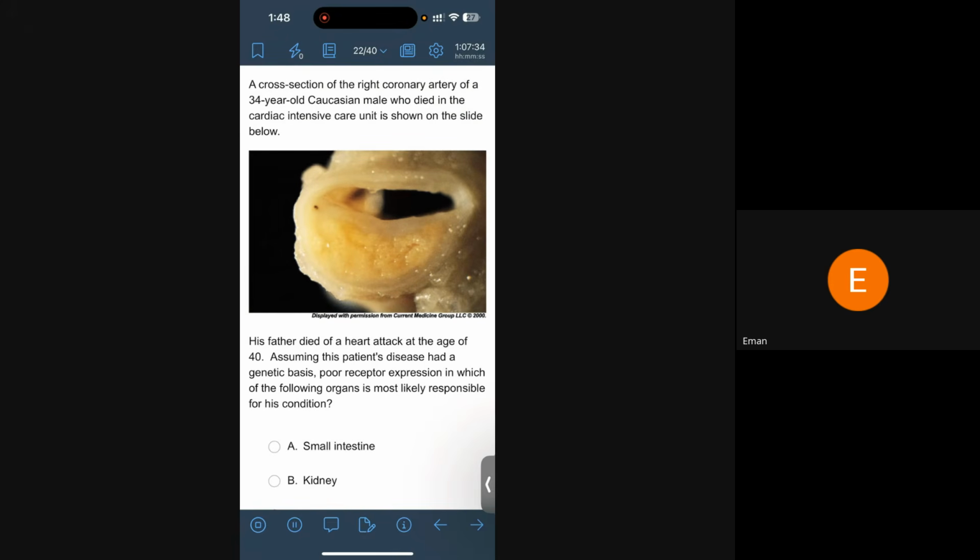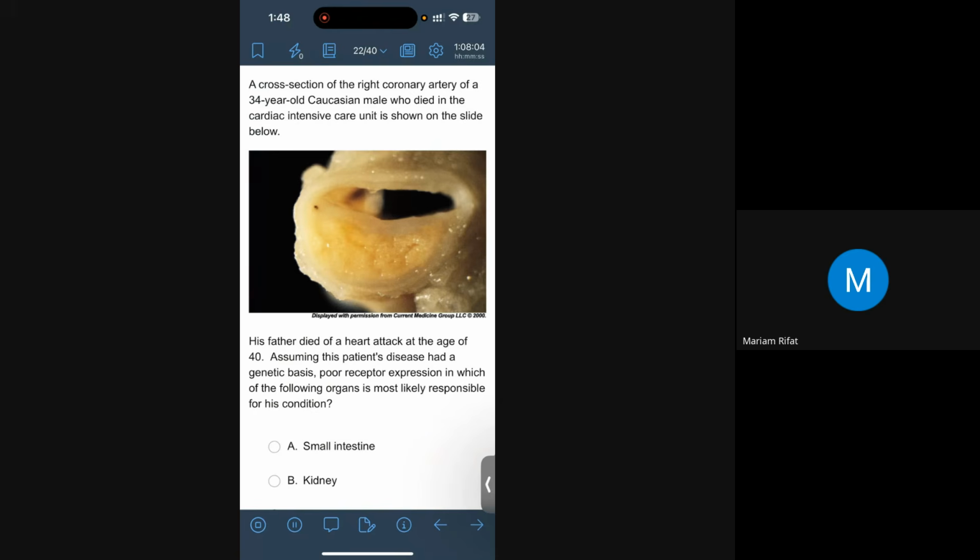What can you see in this photo? Can anyone explain this photo? It's a cholesterol deposit. Yes, there is an atherosclerotic plaque here, which is most likely a cholesterol plaque, in a 34-year-old patient, and her father died of a heart attack at an early age.